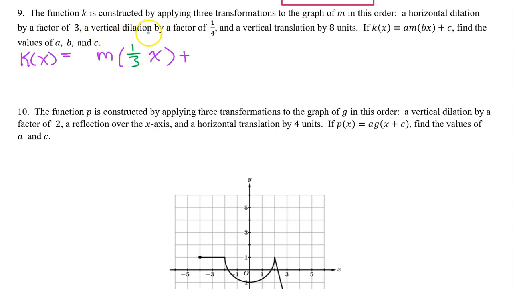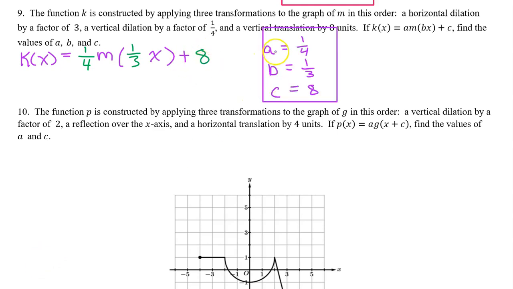And then we have a vertical dilation by a factor of 1/4. Those show up in the front, and they look like they sound, so 1/4. And finally, a vertical translation by 8 units. That goes on the end, and it looks like it sounds, so +8. So a is 1/4, b is 1/3, and c is 8.